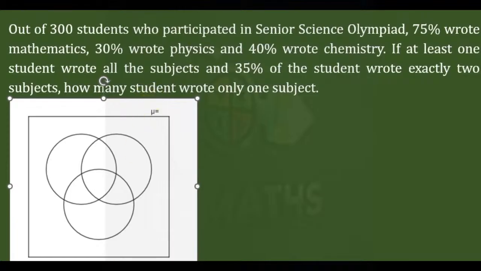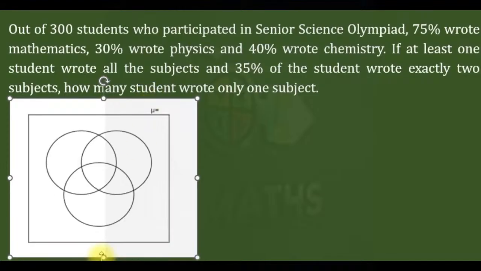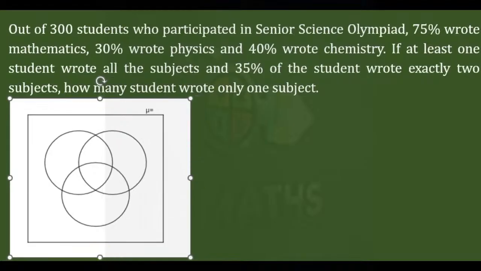So this is our Venn diagram. As you can see, we have 3 subjects. They say a total of 300 students, so the universal set is 300. Let's call this maths. Let M be maths, P be physics, and C be chemistry.